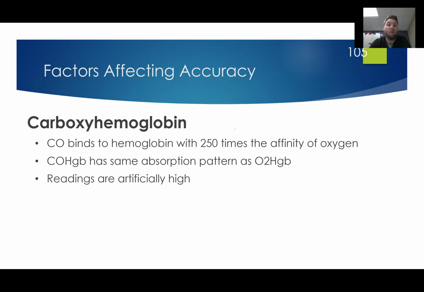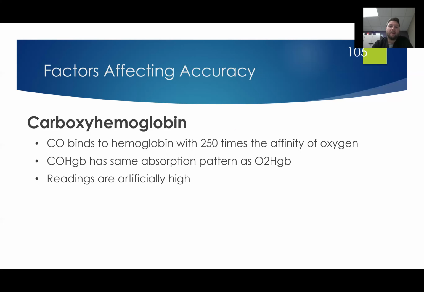Carboxyhemoglobin is probably more common. This is when somebody has carbon monoxide poisoning. So this would be a house fire, gas leak, or somebody running their car in their garage and inhaling too much exhaust. The thing with carbon monoxide is that it really binds to hemoglobin. It has 250 times the affinity of oxygen. So it's 250 times more likely to bind to hemoglobin and hold on than oxygen is. So it's hard to get it out of your system, and it overcompetes the oxygen in your system.